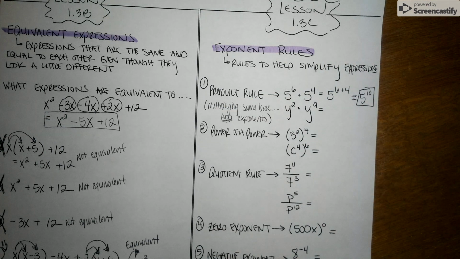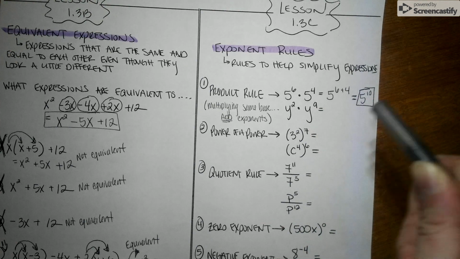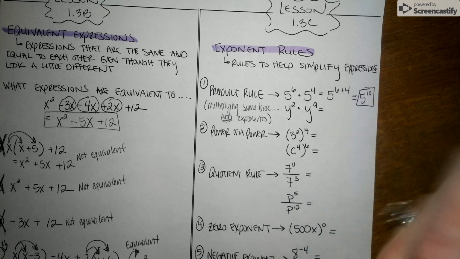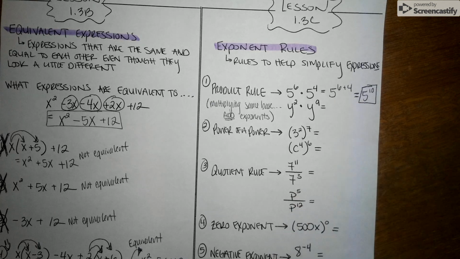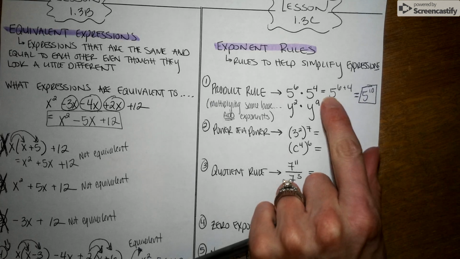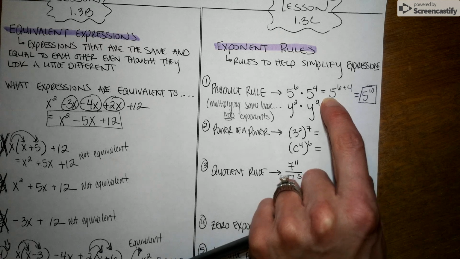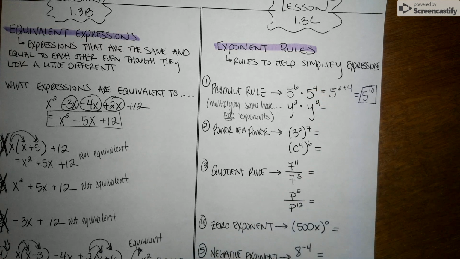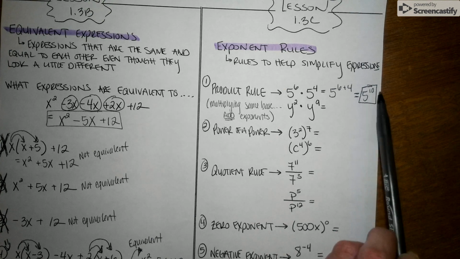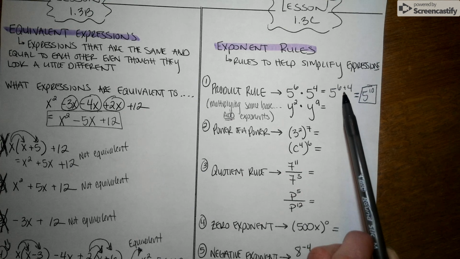Now, a couple of things. I know in the notes that I gave you for lesson 1.3c, I had you do some expanding work or expanded work around this so you can clearly see why this property works. So don't forget that you can expand this out and actually write out 5 being multiplied 6 times, and then write out 5 being multiplied 4 times, and you'll see that when you count them all up, you'll have 10 5s. Hence, we get 5 to the 10th, or that's why you add the exponents together.